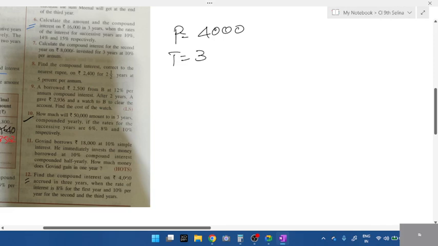Find the compound interest on 4,000 accrued in 3 years. When the rate of interest is what? R1 is how much?